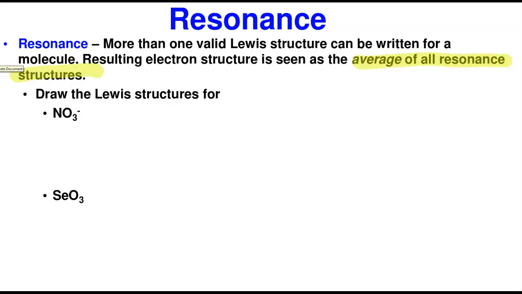So let's start by drawing this one. Now, nitrate ion is NO3 minus. Let's calculate the total electrons it has. So nitrogen is in group 5, 5 plus.